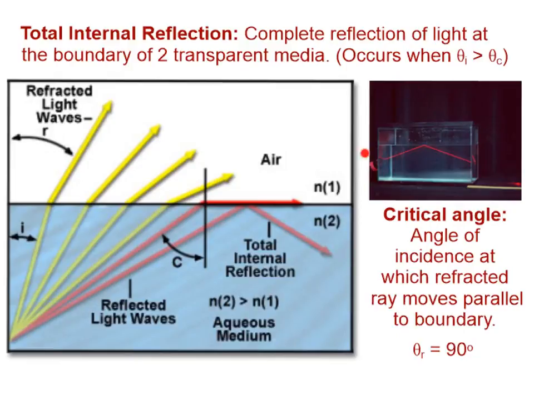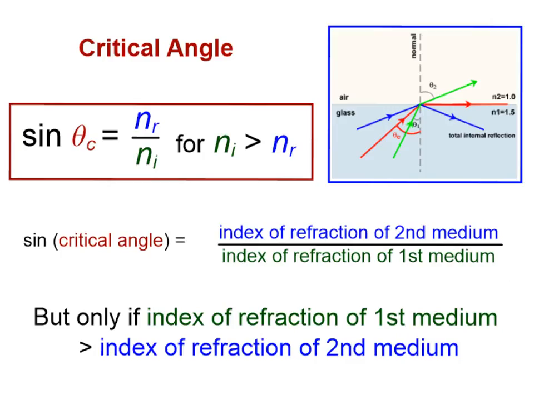Here's an example of someone doing this in a little photograph. It's also important to note that even though this is just showing refraction here, there is some reflection that is occurring in each of these points also. But for total internal reflection to occur and no refraction, we have to have theta i greater than the critical angle.